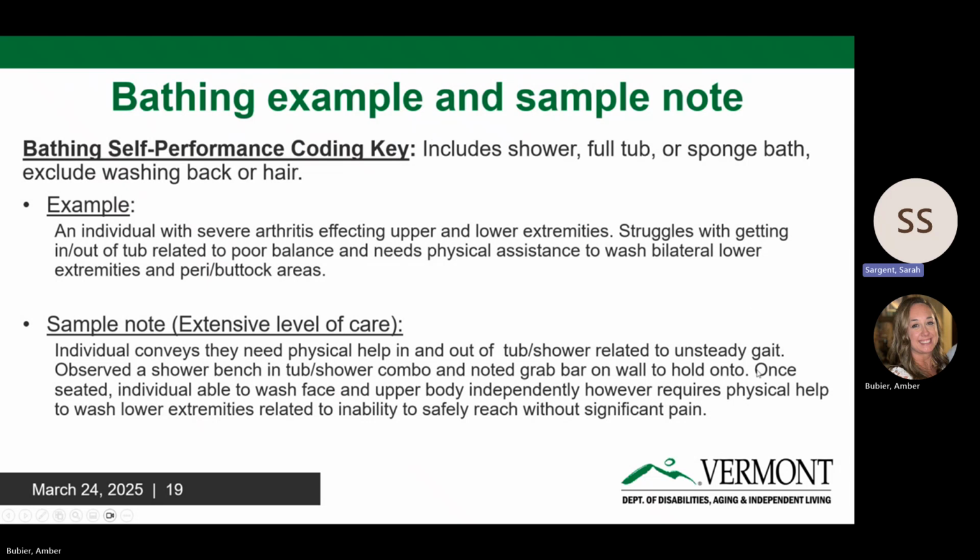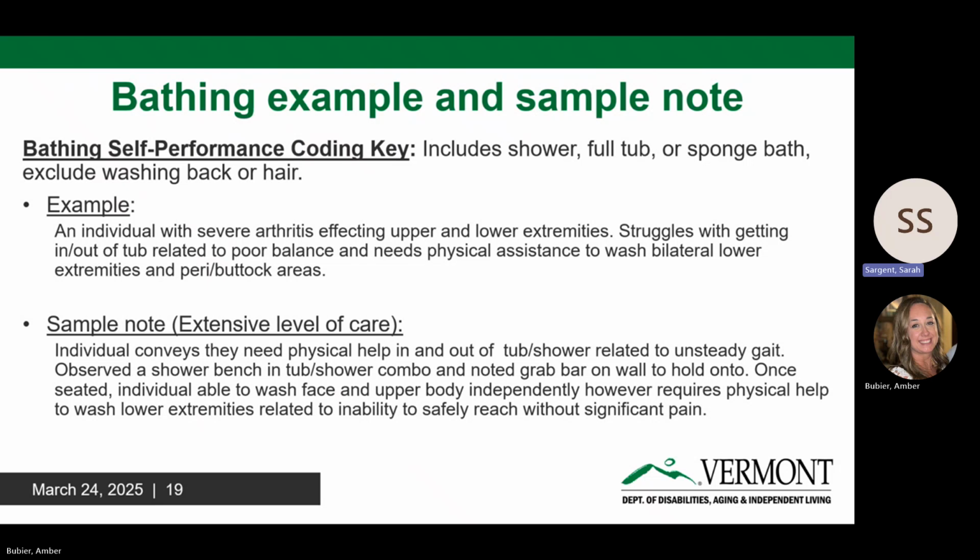Absolutely. So an example of bathing in sample note, encoding key definition, which includes the showering, full tub, or sponge bath. For example, an individual with severe arthritis affecting upper and lower extremity struggles with getting in and out of the tub related to poor balance, needs physical assistance to wash bilateral lower extremities, peri and buttocks area. A sample note of extensive level of care for bathing.